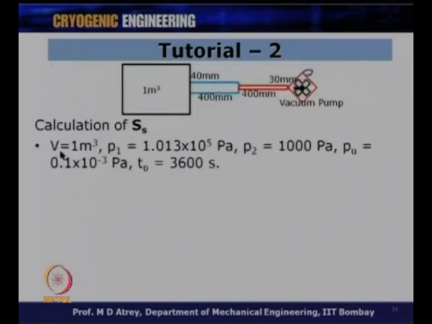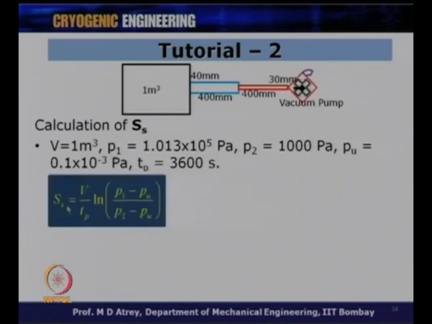So, all these parameters are known to me. V, P1 is 1.013 into 10 to the power 5 Pascal, 1 atmosphere to begin with. P2 is 1000 Pascal, all right. Then Pu is ultimately 0.1 millipascal, which is 0.1 into 10 to the power minus 3 Pascal, and Tp is given as 1 hour, which is 3600 seconds. So, I know P1, P2, I know Pu.